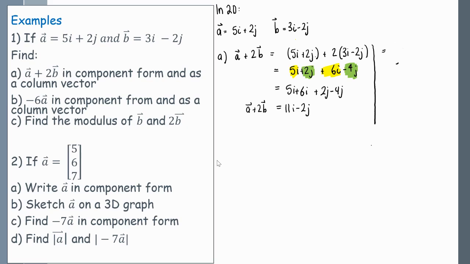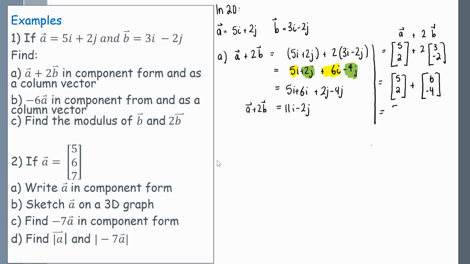The other way you can do this is using column vectors. So convert both vector a and b into column vectors. a would just be 5, 2, and b would just be 3, minus 2. Put this in equation, so we have a plus 2 times b, and you know how to do this. First, do the multiplication of the 2, so 2 times 3 is 6, 2 times minus 2 is minus 4. Then combine these into one vector and add the components. 5 plus 6 is 11, and 2 minus 4 is minus 2.